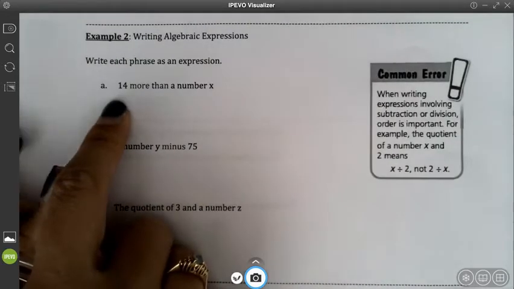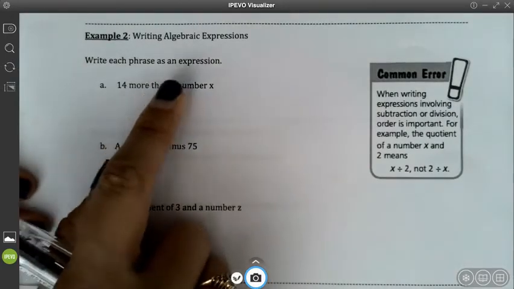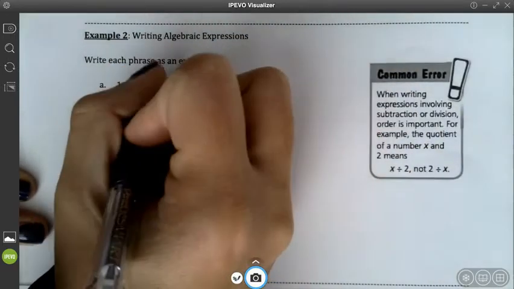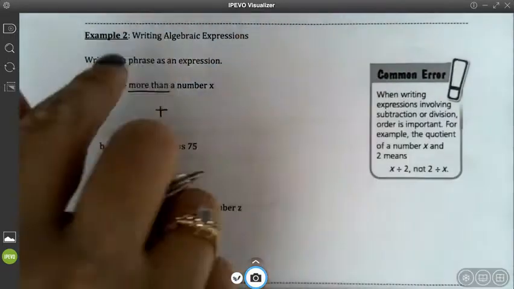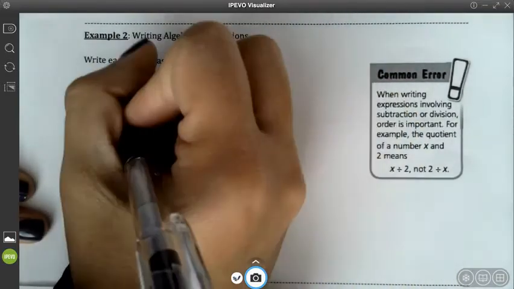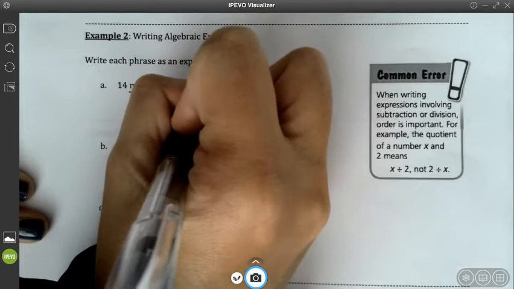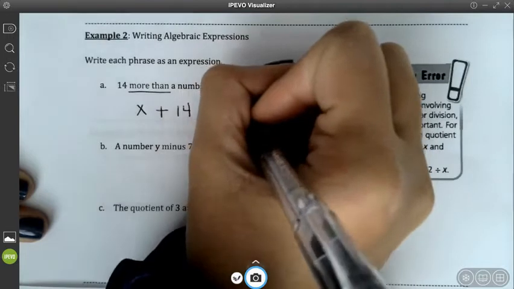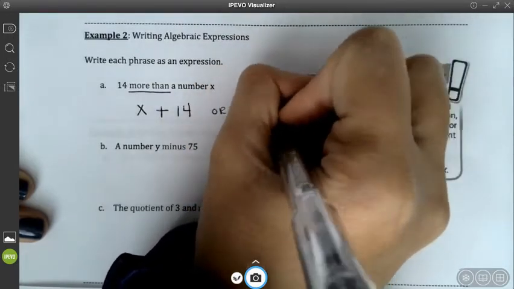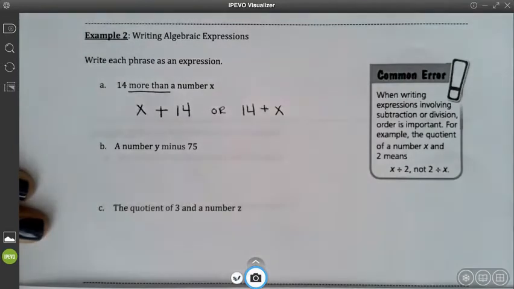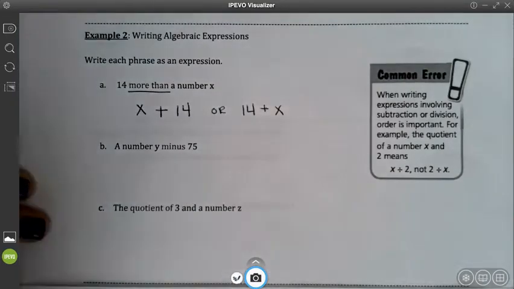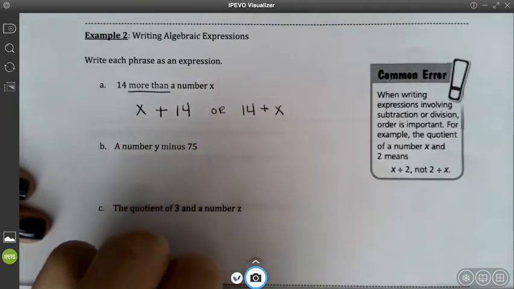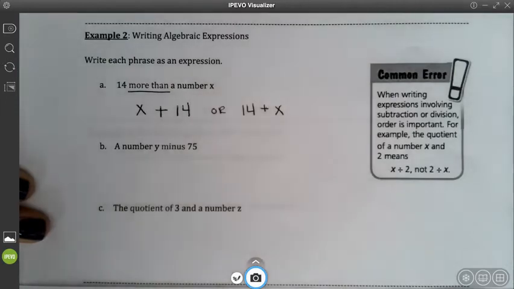Let's look at part A. 14 more than a number x. So now we're using our variables. We know more than means addition. 14 more than a number x. So we are adding 14 to x. I would also take this as an answer where you write 14 first and x second. That's because the operation is addition and you can swap them. We'll talk about that in, I think it's the next section, the next unit.